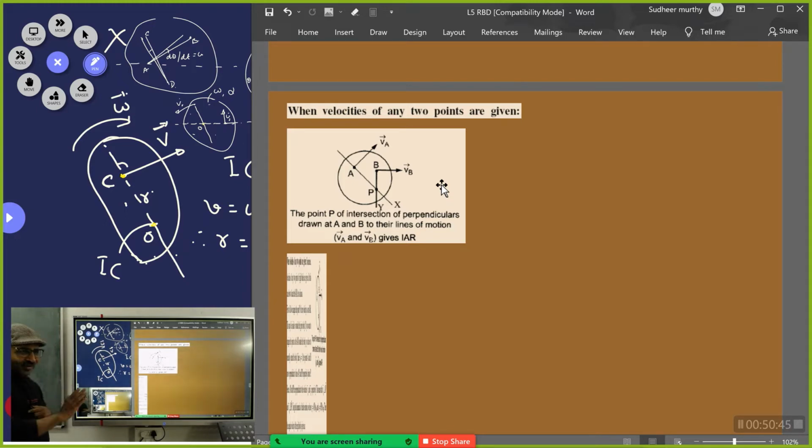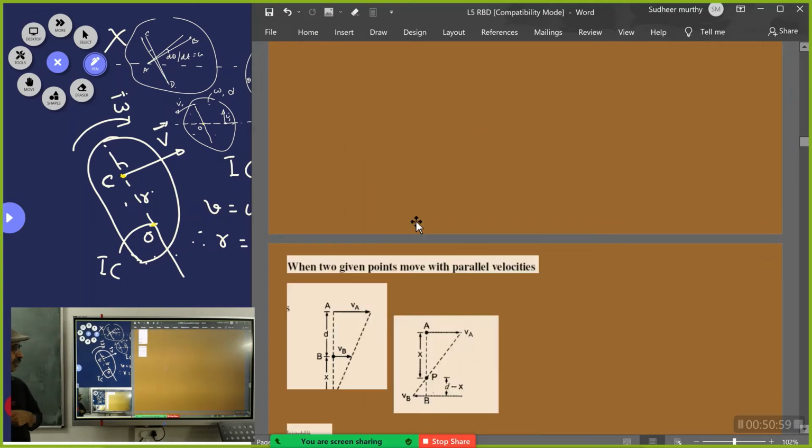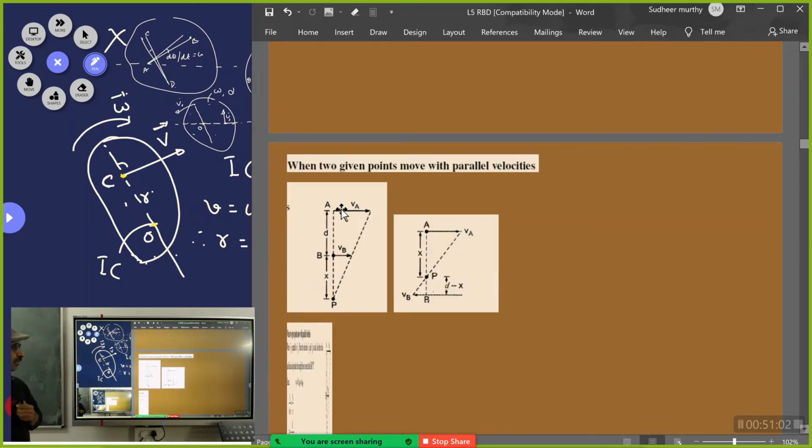All these relations you remember, they will all be handy because these are all part of bigger problems, bigger numericals, bigger things that we are going to learn. Now, typical case: when two given points move with parallel velocities. Again, you see, this is a bigger body. I have identified two points here, A and B. A has got velocity VA, B has got velocity VB.